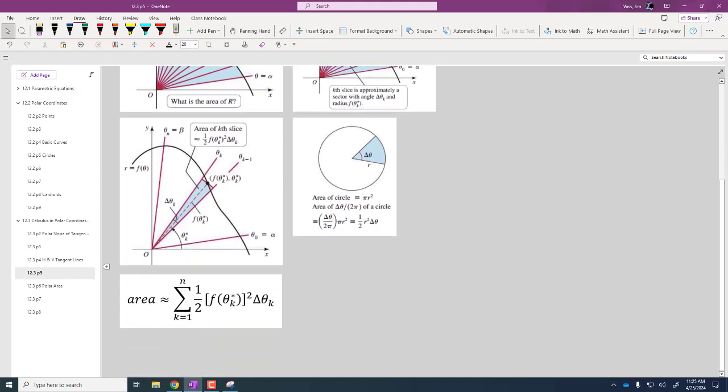It all boils down to knowing how to find the area of a sector. And the area of a sector is this right here. Area of a sector: 1/2 theta r squared. So in this case, theta is called delta theta because we're supposed to visualize it as being very small. But 1/2 theta r squared, that is the area of a sector of a circle.